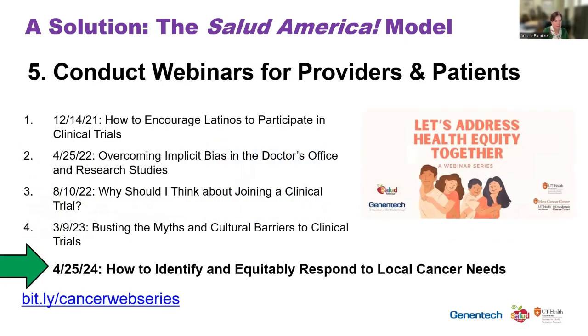And then last but not least, we also focused on webinars, and these are just some of the topics that we worked on. How do you encourage Latinos to participate in clinical trials? How do you overcome implicit biases that might be out there? Why should you think about participating in a trial? And then also trying to address myths and misconceptions that are out there about trials. These we found to be very effective in communicating.